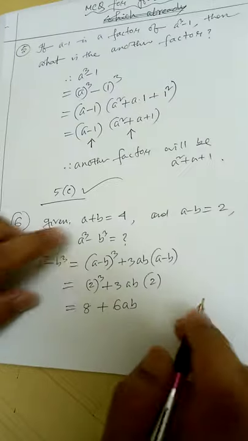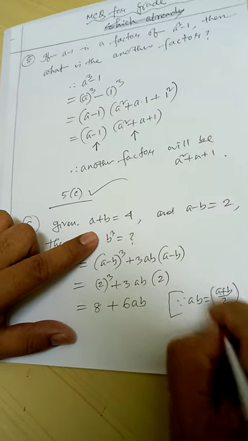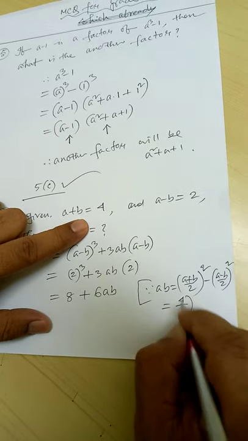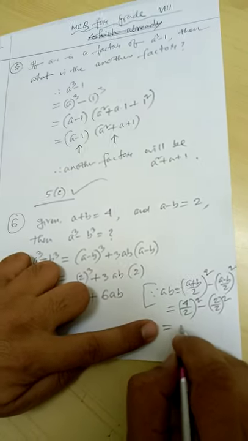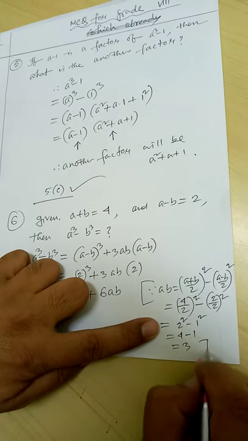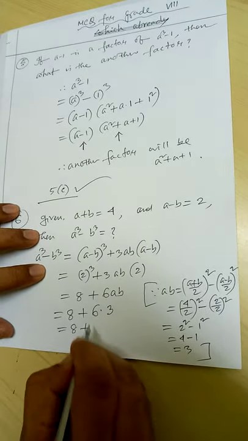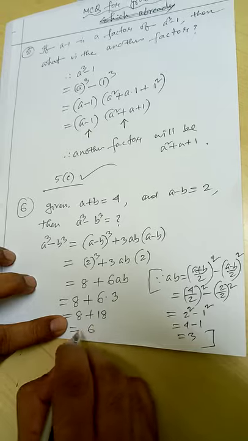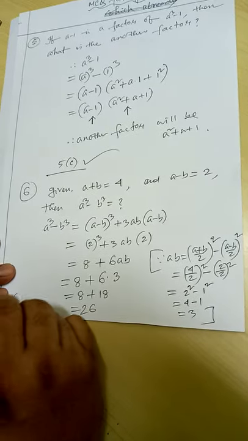But there is no value of ab, but a + b is given, so we can make a rough. ab = ((a + b)/2)² − ((a − b)/2)². So a + b = 4, 4/2 whole square, and a − b = 2, 2/2 whole square, that means 2² − 1². 2² means 4, minus 1 equals 3. So directly we can put the value of ab equal to 3. So 8 plus 6 times 3, 18, 18 plus 8 equals 26. No need to calculate. So the correct answer for number 6 will be B.